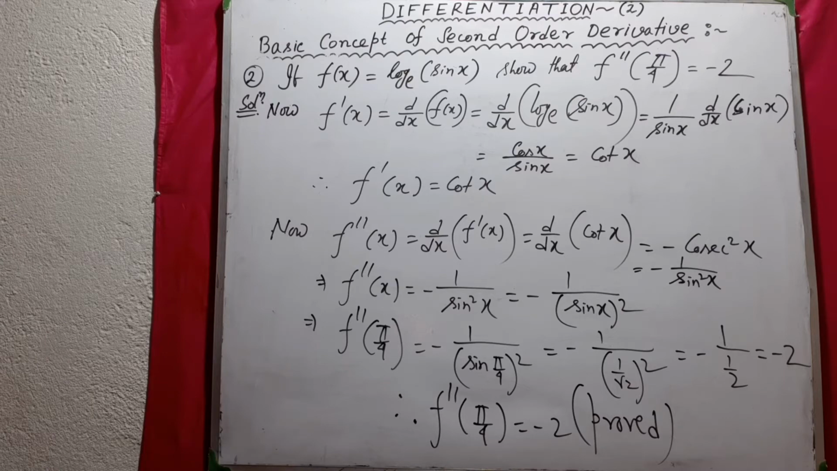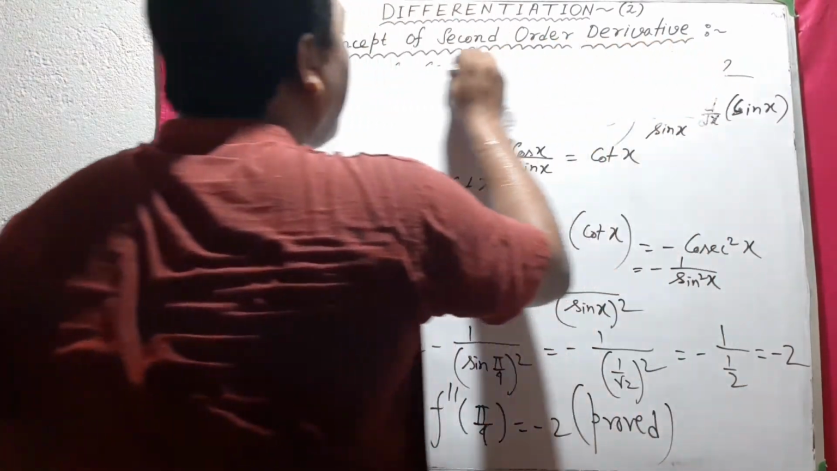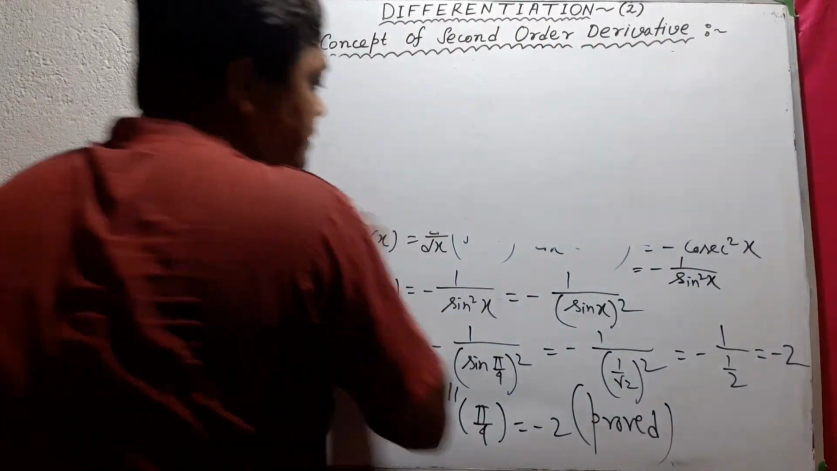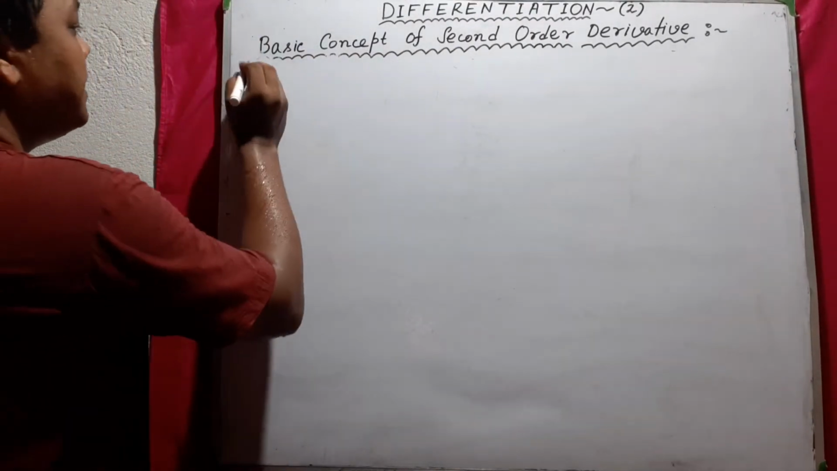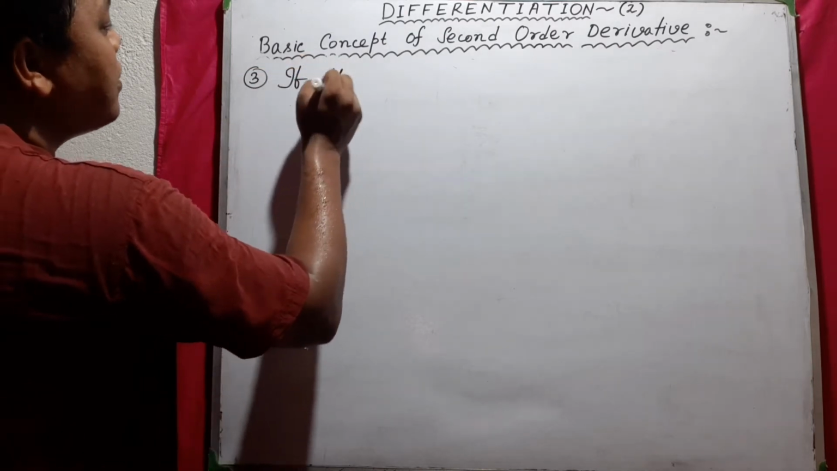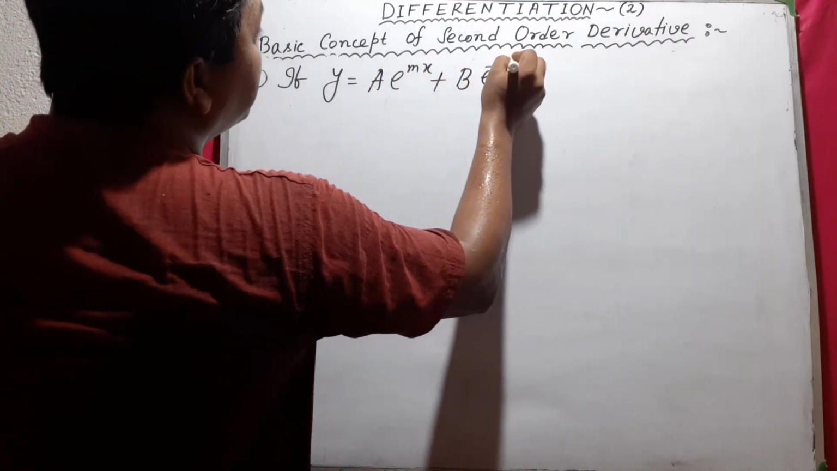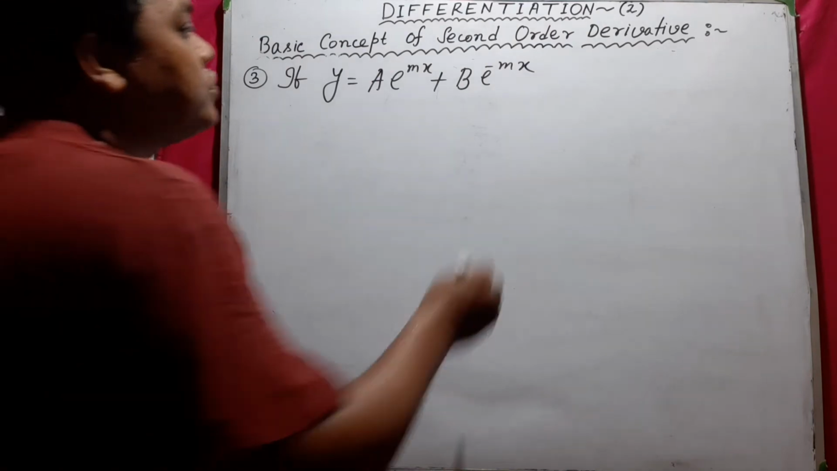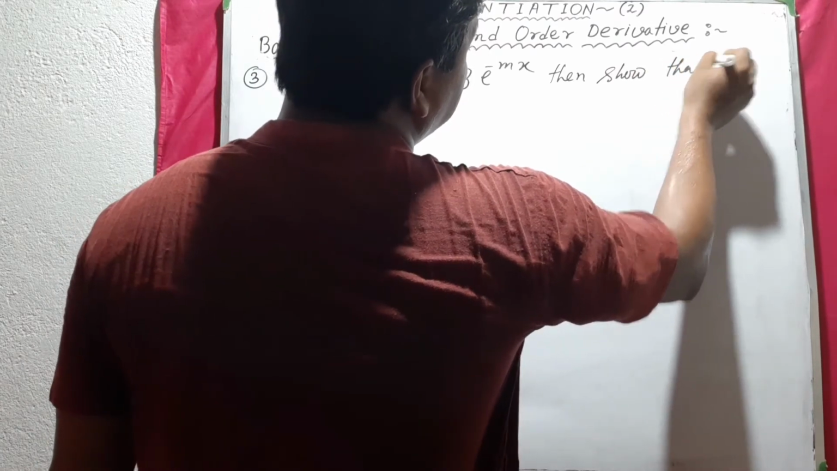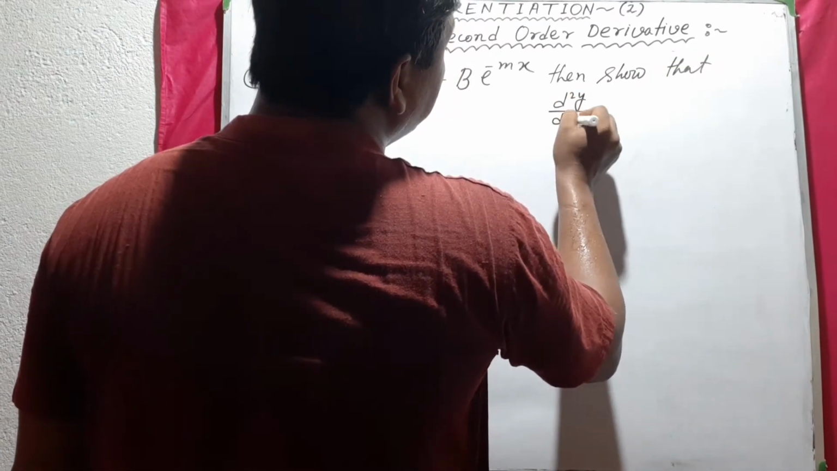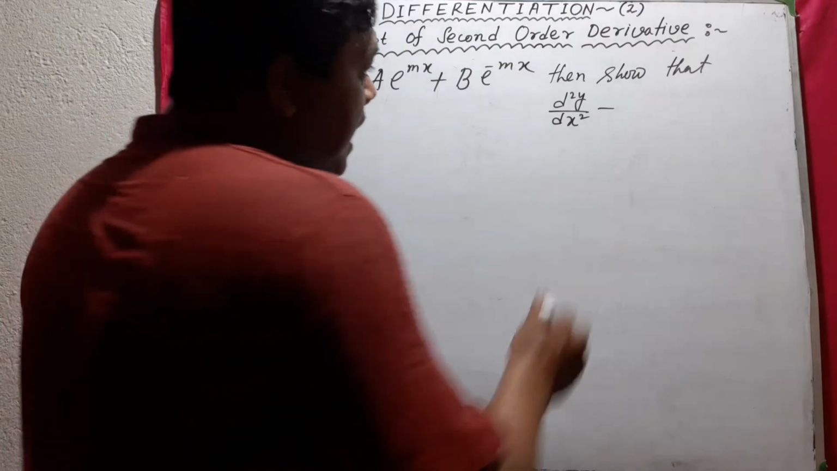Okay, let me erase this. So next, problem number 3. If y equals a into e to the power mx plus b into e to the power minus mx, then show that d2y/dx2 equals m square y.